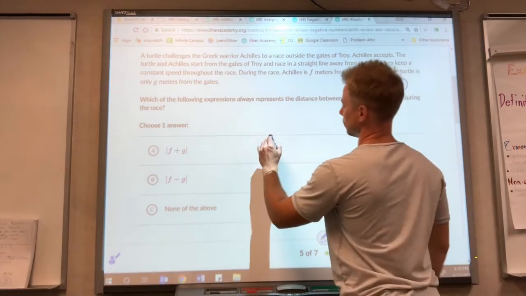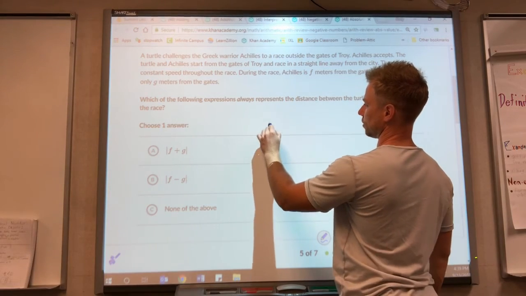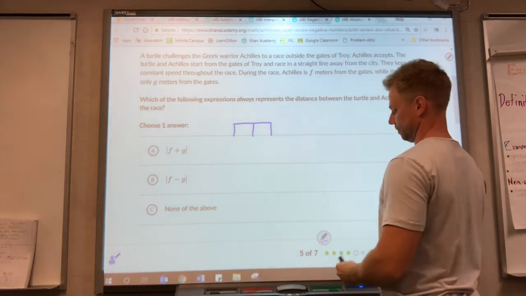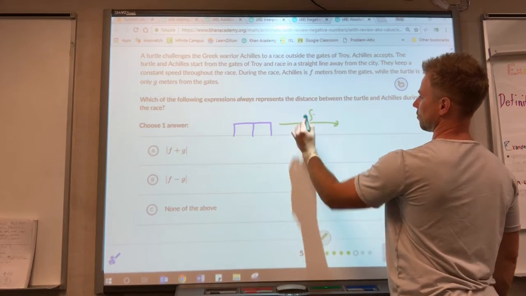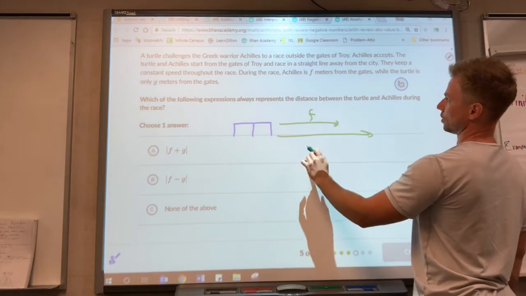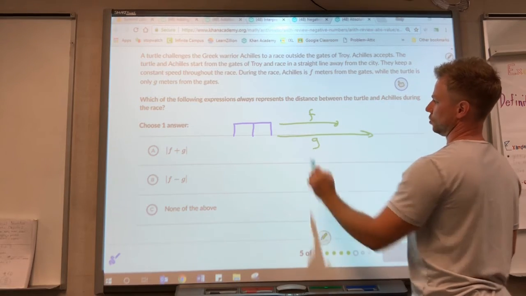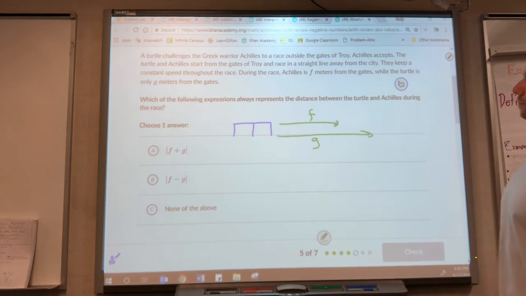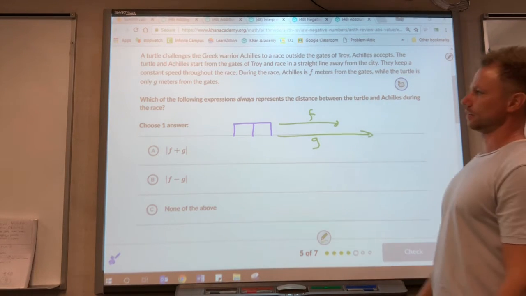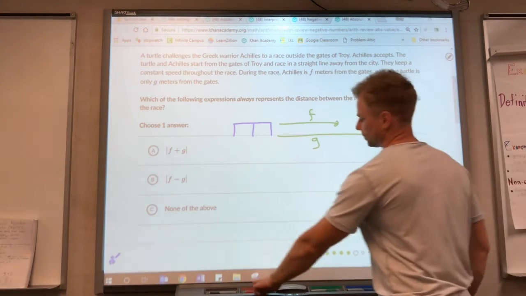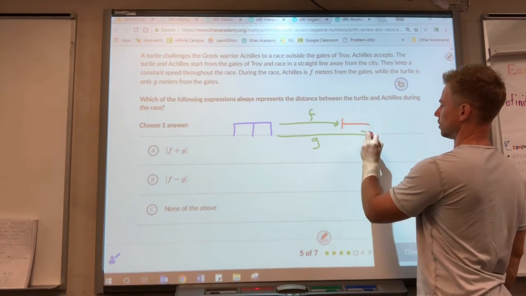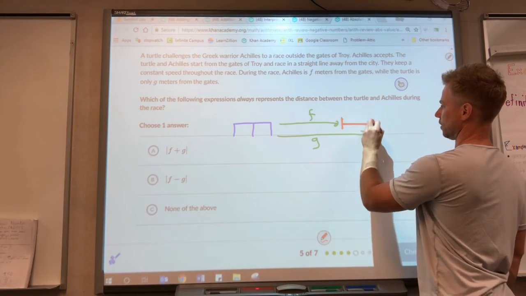Okay, so if we have some gates here, looks like that. It says Achilles is F meters away, and the turtle is G meters away. Actually, F probably should have been farther than G, but it doesn't matter at this point. Which of the following expressions always represents the distance between the turtle and Achilles during the race? So which expression would always give us this distance right here?